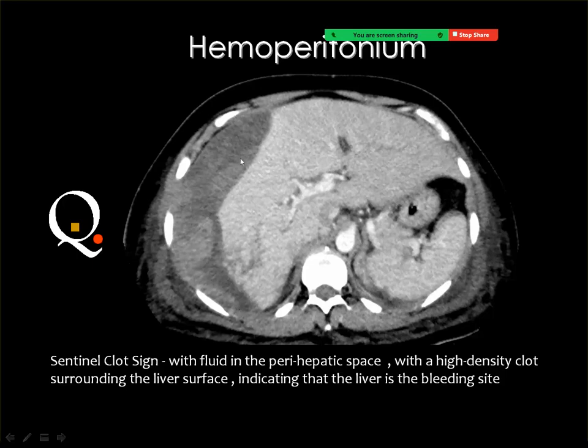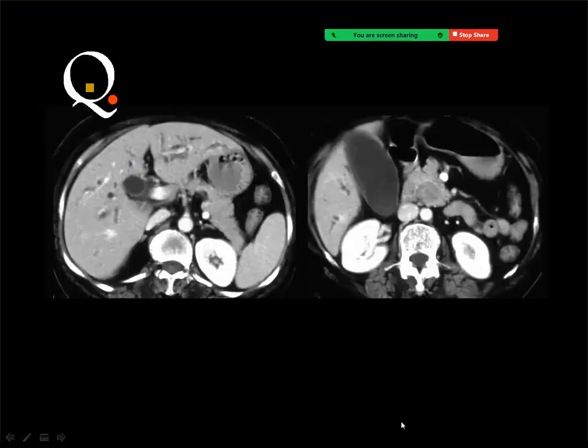You know, the blood, the recent blood, which is very close to the bleeding site, will be relatively hyperdense, and the blood away from the bleeding site will be relatively hypodense. And this is hemoperitoneum with subcapsular hematoma in the liver.